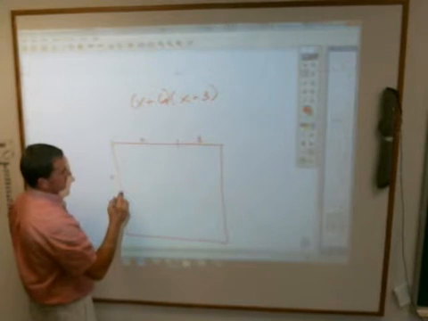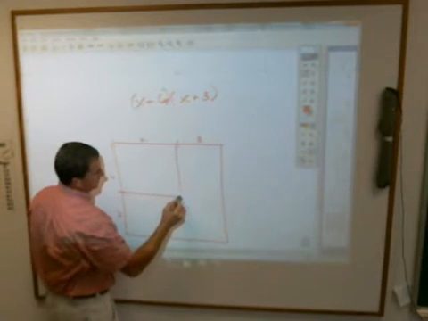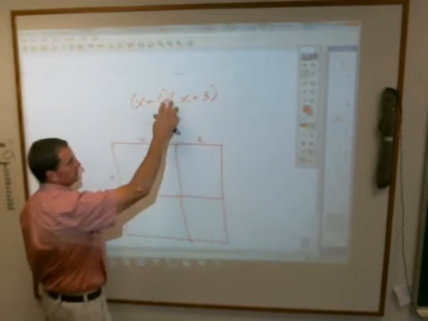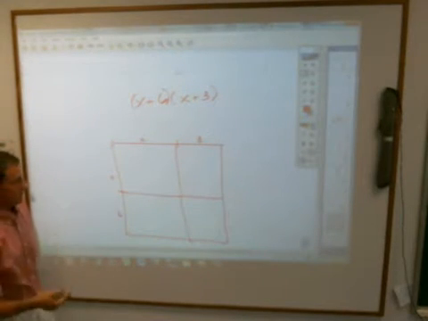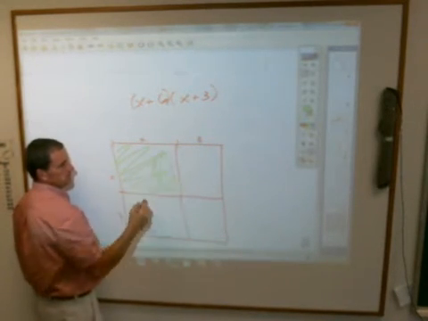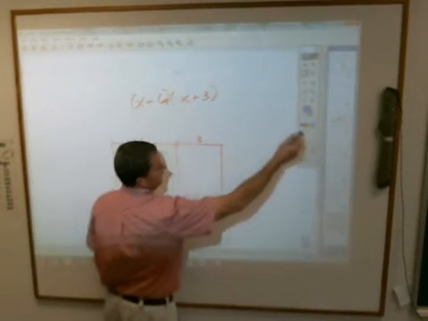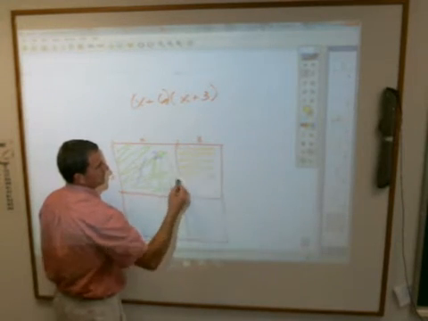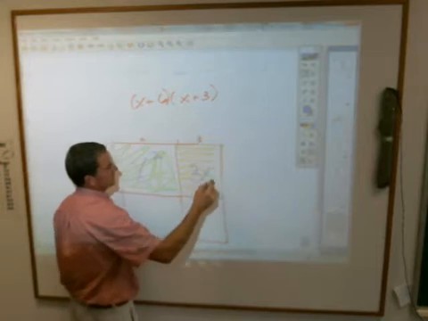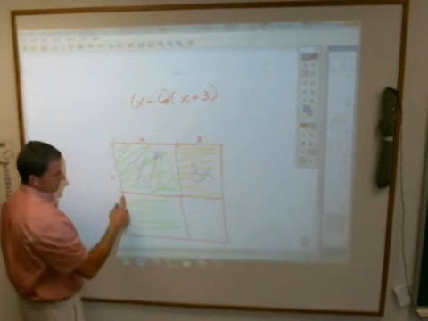Now let me draw some lines here. I'm pretending my binomials are the two sides of a rectangle. If I were just trying to find the area of this piece here, what would it be? X times x is x squared. If I was trying to find the area of this little chunk right here, what's the side of this? It's 3 times what's this from here to here? So it is 3x.